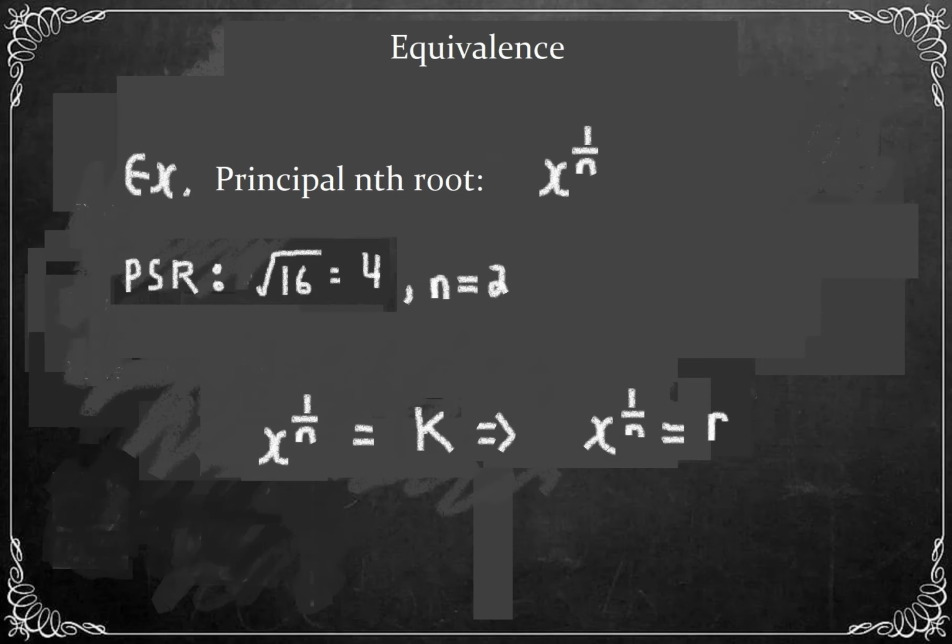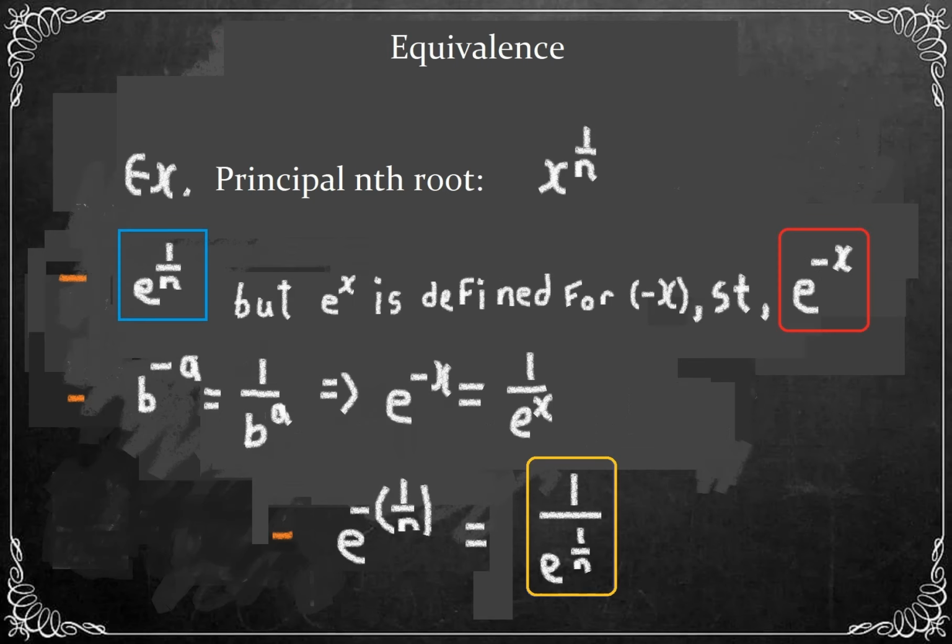The principal nth root is equal to x to the 1 over n. From the last example, the principal square root for 16 is positive 4 if n equals 2. So the principal nth root, x to the 1 over n, results in a unique positive number k. But that should look familiar, as it just implies label 2, the nth root of x. If we let e be the base and x the variable, we can do a rewrite in the blue box, which is read as e to the 1 over n.